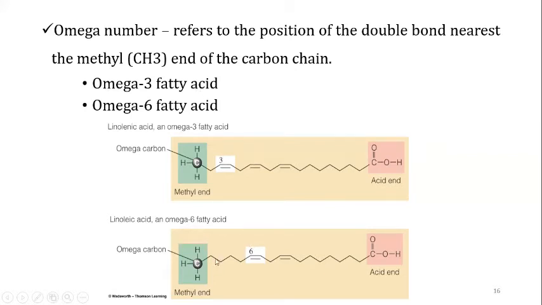And when the double bond between carbon and carbon occurs at the sixth and seventh carbon, those fatty acids are called omega-6 fatty acids. So that is the scientific theory behind omega-3 and omega-6 fatty acids. Is it clear? Omega-3 means fatty acids with a double bond between the third and fourth carbon from the methyl end. Then omega-6 means fatty acids containing a double bond between the sixth and seventh carbon. 1, 2, 3, 4, 5, 6.